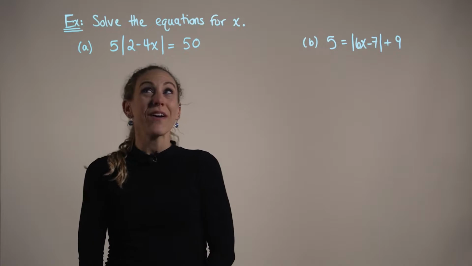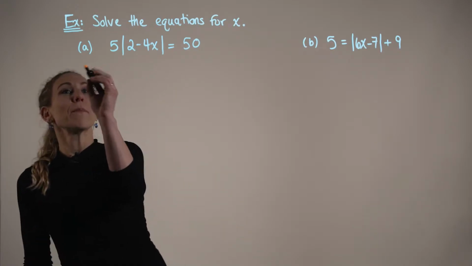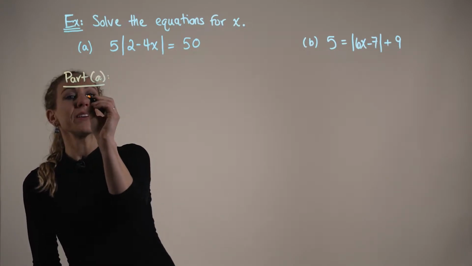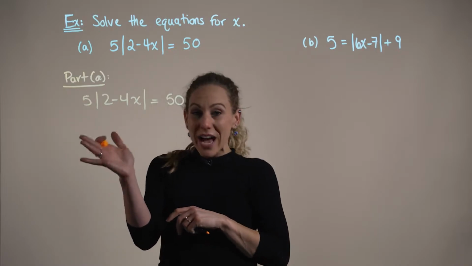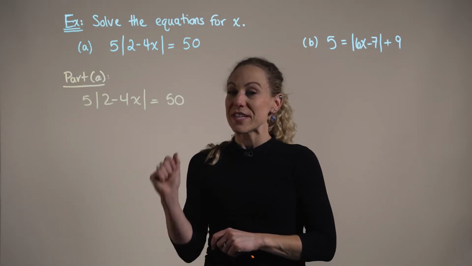In this example, we are asked to solve the equations for x. So considering part A first. In part A, we are given 2 times the absolute value of 2 minus 4x is equal to 50.